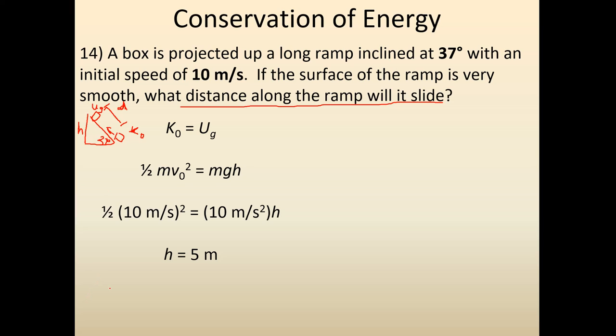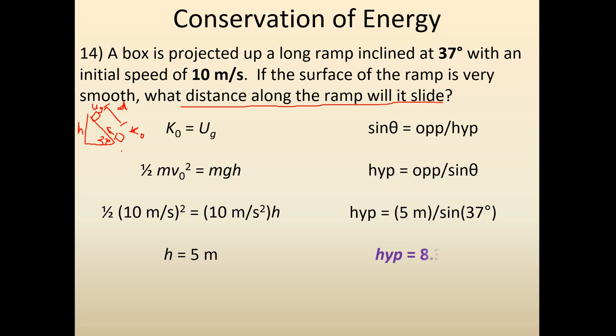Well, that uses SOHCAHTOA. So sine of the angle equals opposite over hypotenuse, h over d. Solving for the hypotenuse, which is the distance that they're referring to, it's going to be the height divided by sine of 37 degrees. And I end up getting 8.31 meters. So that's the actual distance that the box is going to go up.